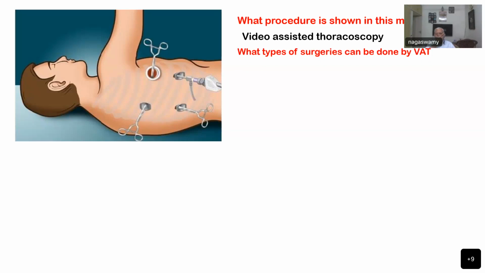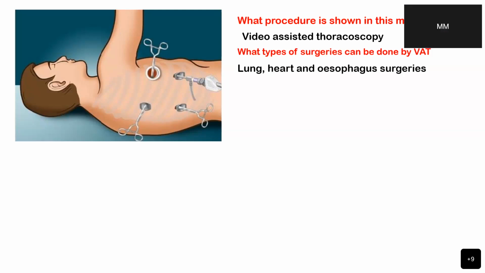Sir, decortication. Decortication, okay. Lung surgeries, cardiac surgeries, pneumonectomy, sir. Pneumonectomy is not very commonly done. So you can say lung, heart, and esophagus surgeries. You can add like that simply. Very easy to remember. Lung, you can even do CABG, minimally invasive, they do by this. So lung, heart, and esophagus surgeries are done by VATS.